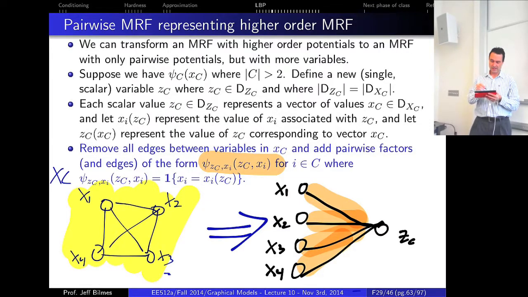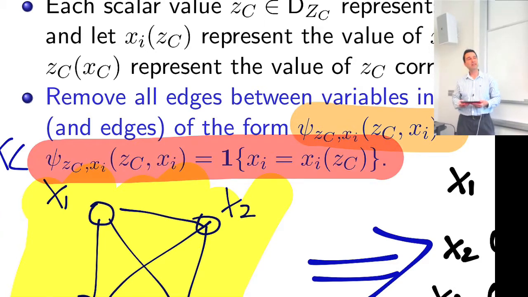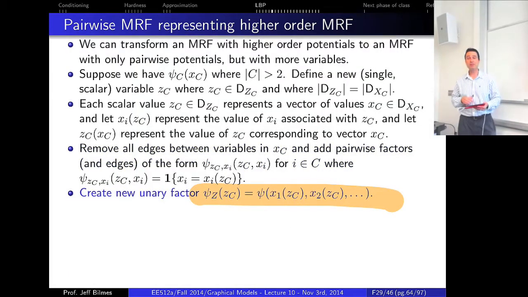Now, one thing I also want to say is, let's just zoom in on this expression here. How do we initialize the values of those? Basically it's saying that this pairwise potential gives 0 except for the case when x of i is equal to the corresponding value of x of i associated with z sub c. So it insists that the x of i's and z sub c are consistent, so that z sub c acts as a surrogate. Whenever you're considering values of x of i and z sub c that are not consistent with each other, it just kills off those entries. So they have a very simple value, and the original value of that higher order potential is captured in the new unary potential on that new large scalar variable.